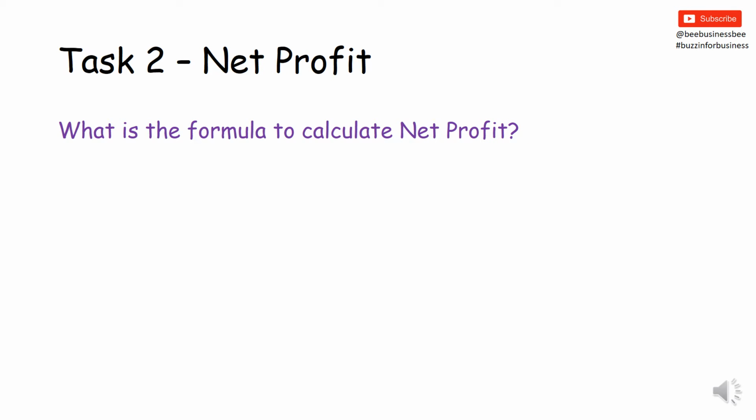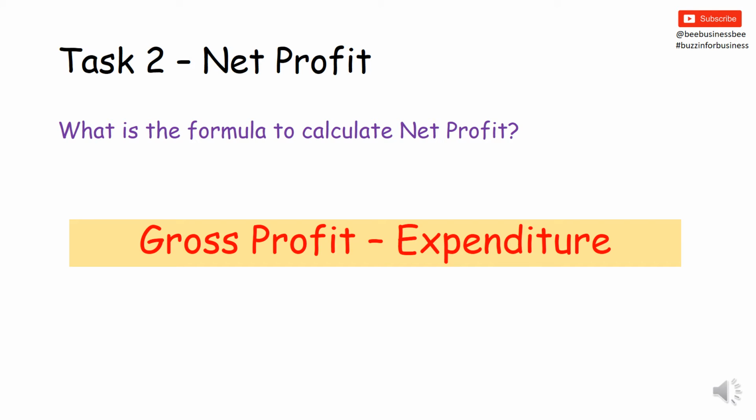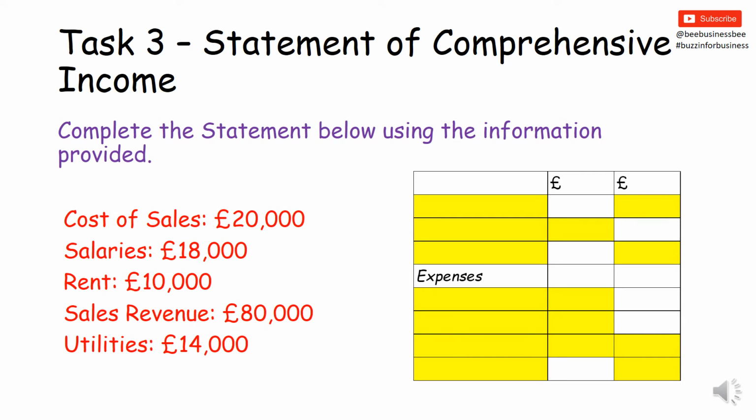Question 2. What is the formula to calculate net profit? Okay, a nice simple one there is gross profit minus expenditure. Remember, this is the gross profit you've calculated previously. Take away all the other expenditure the business might have. Okay, let's move on to question 3.